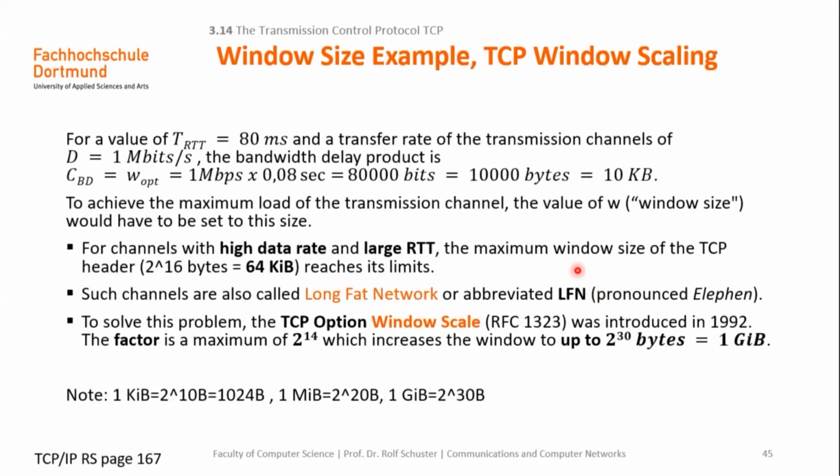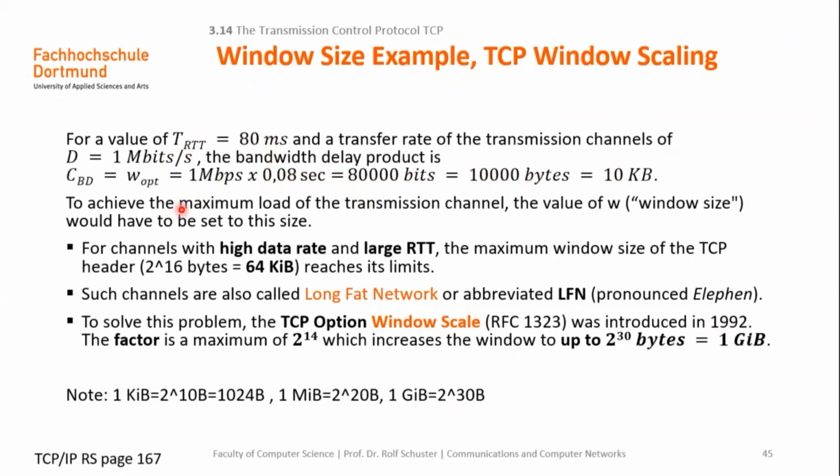For instance, this is an example. If we had a round trip time of 80 milliseconds between two end systems, and we could transfer data at the rate of 1 megabit per second, then the bandwidth delay product is 1 megabit per second multiplied by 80 milliseconds, that is 0.08 seconds, that is equal to 80,000 bits, that is 10,000 bytes.